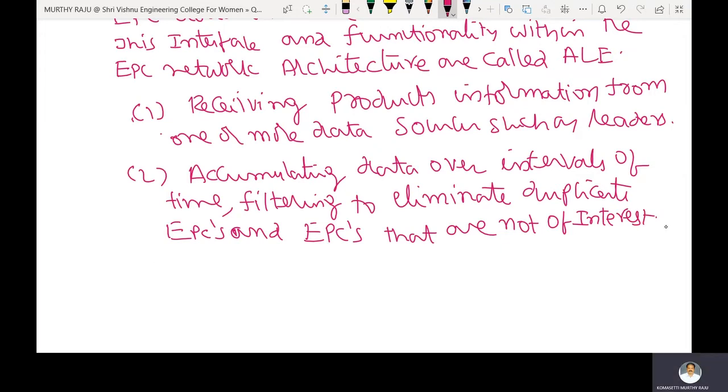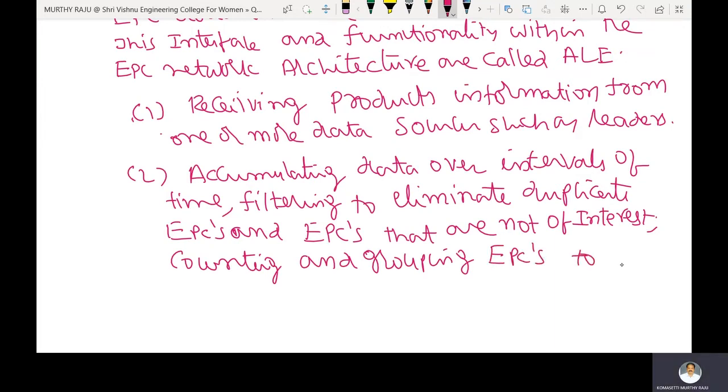Next step is counting and grouping EPCs to reduce the volume of data.